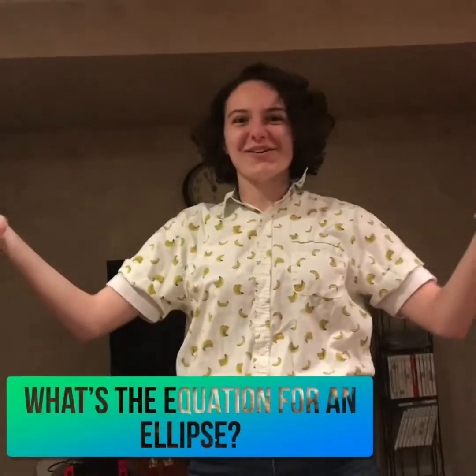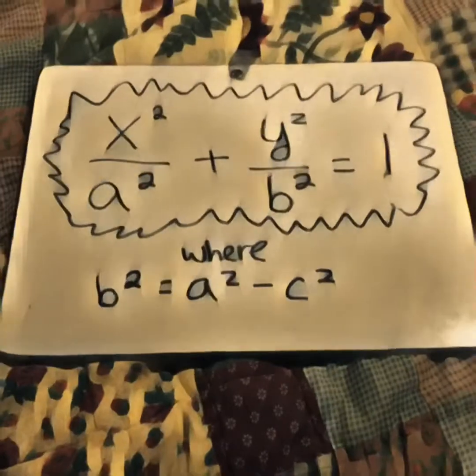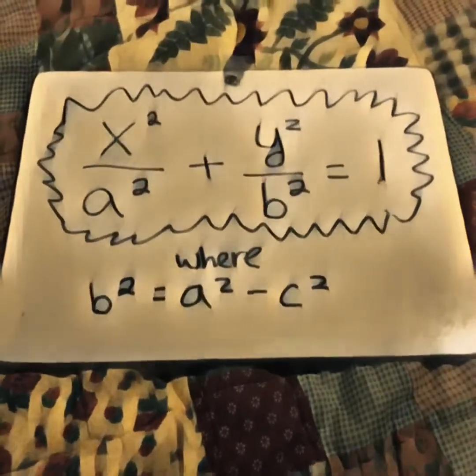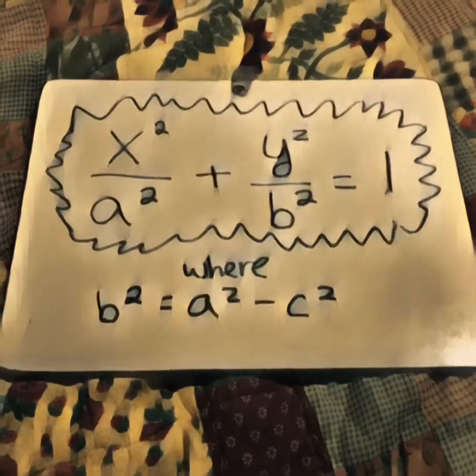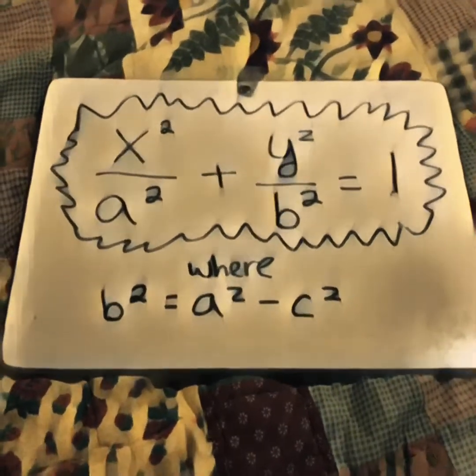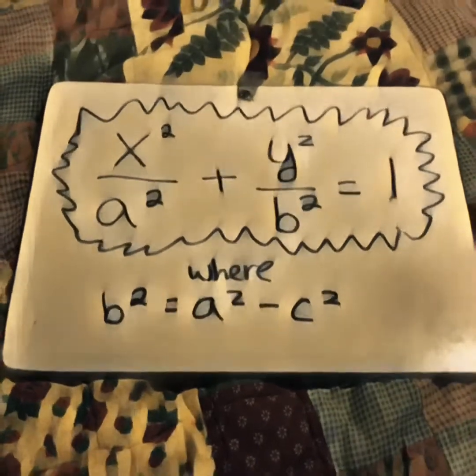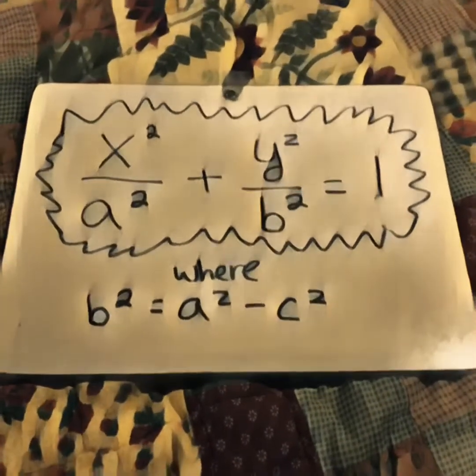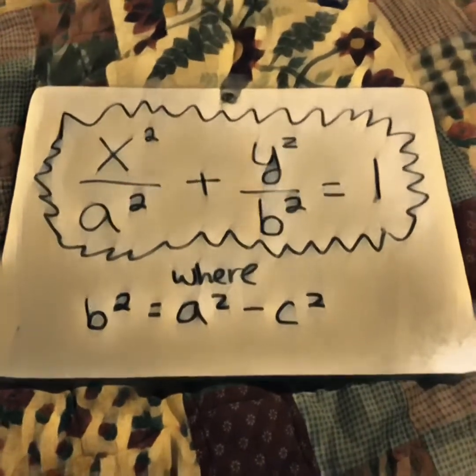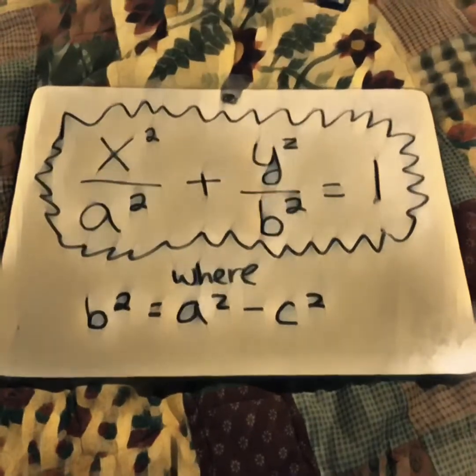Actually, there's a special kind of ellipse that kind of breaks this rule a little bit, so hold on and watch later. What's the equation for the ellipse? An ellipse with foci c, 0 and negative c, 0 and focal constant 2a has equation x squared over a squared plus y squared over b squared equals 1, where b squared equals a squared minus c squared.